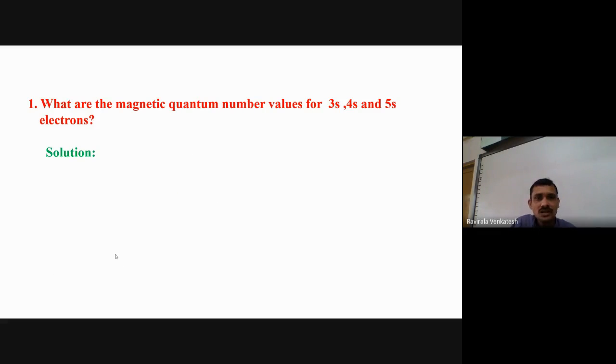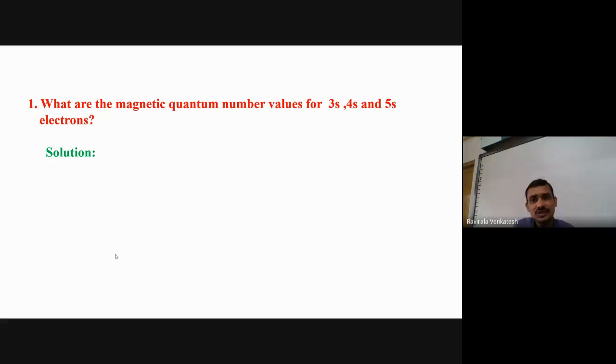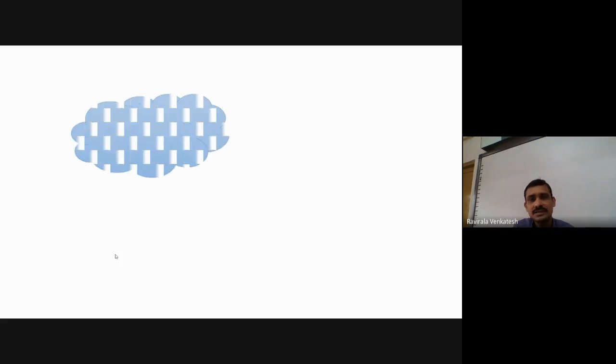Now, can you say what are the magnetic quantum number values for 3s, 4s, and 5s electrons? What are the magnetic quantum numbers? 0, 0, 0. All are having 0 values only. Therefore, all are having 0 values only. Very simple thing it is.